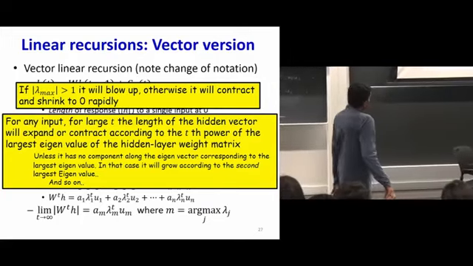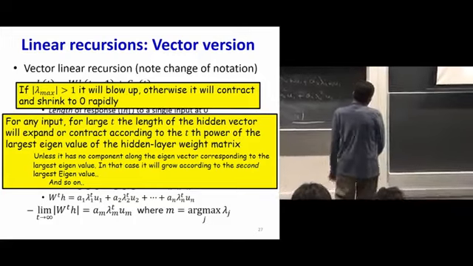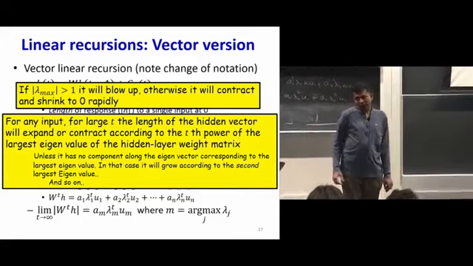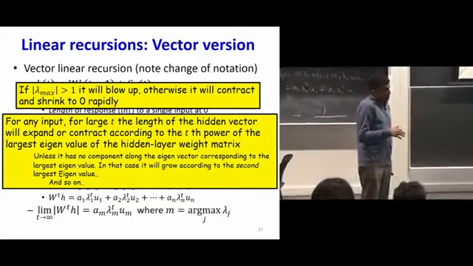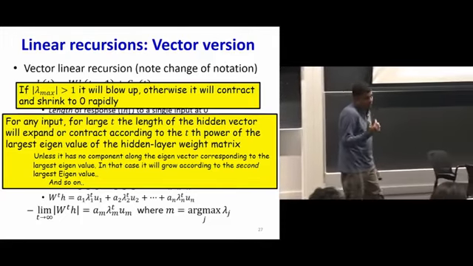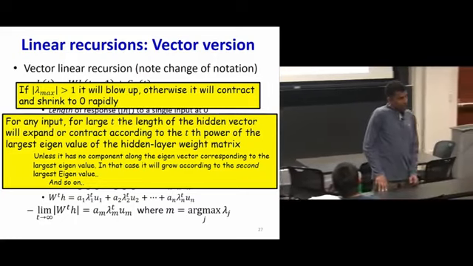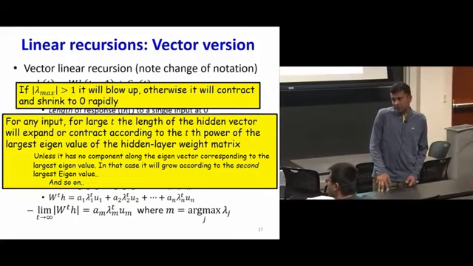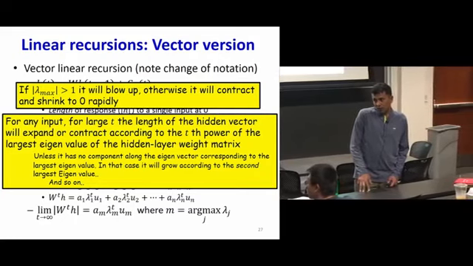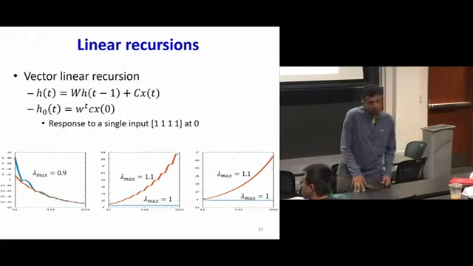And if lambda max is greater than 1, the response is going to explode. Otherwise, it's going to shrink to 0 very rapidly, right? Either way, this doesn't really satisfy our requirements. It's not holding memory for any extended period of time. It's either forgetting or it's blowing up, right?